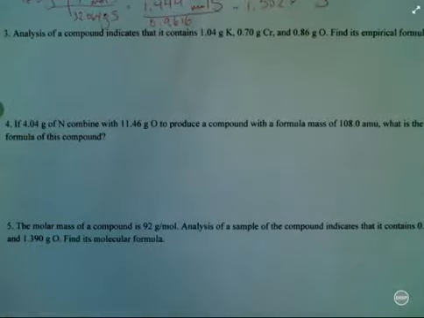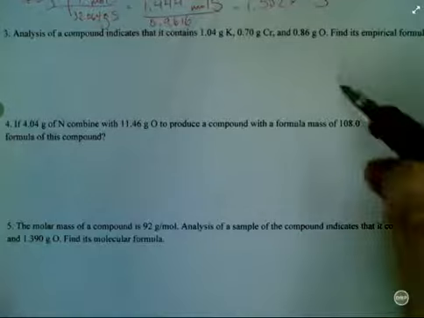Number 3: analysis of a compound indicates that it contains 1.04 grams of potassium, 0.70 grams of chromium, and then 0.86 grams of oxygen. Find its empirical formula. All right.